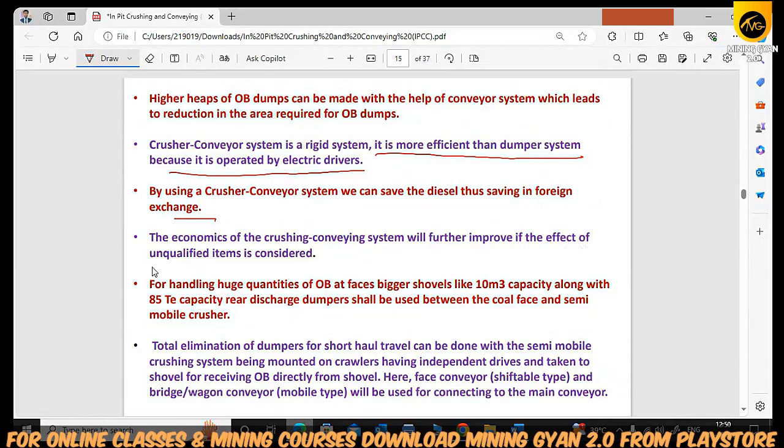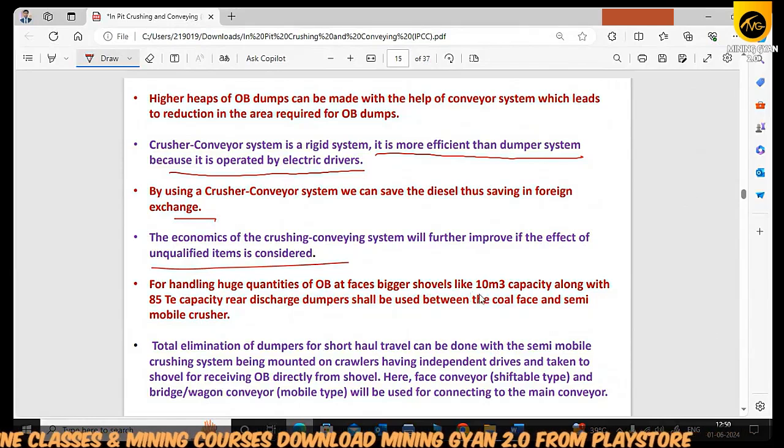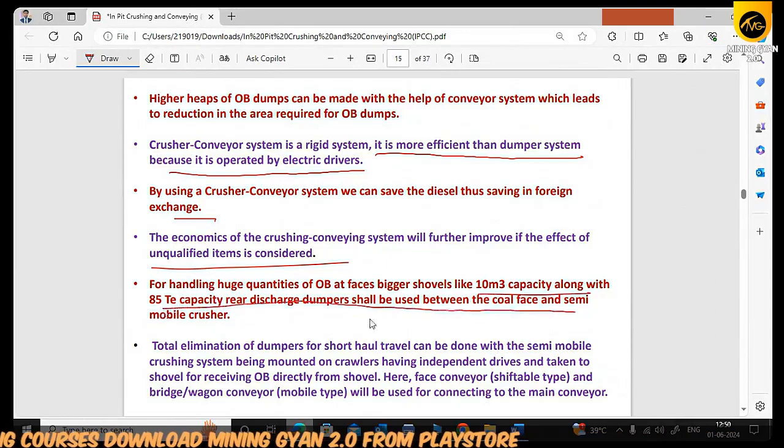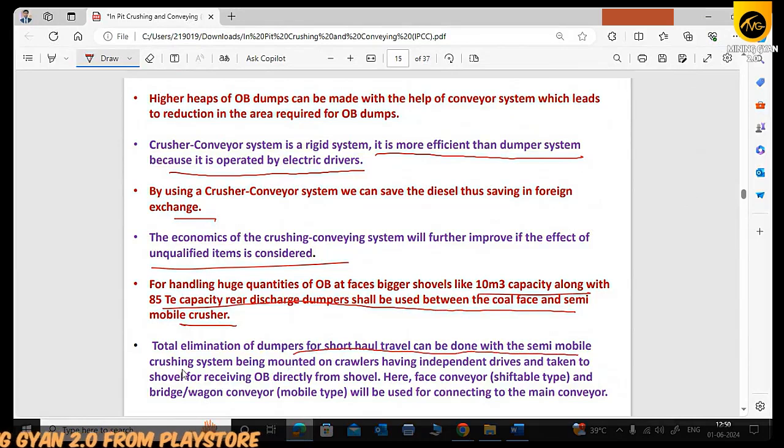the effect of unqualified item consideration for handling huge quantity of OB at the face. Bigger shovel like 10 cubic meter along with the 85 ton dumper discharge. Okay, between the coal face and semi mobile crusher, ये बहुत difficult होता है. To eliminate the dumper, short haul travel done to be semi mobile system. Okay, being mounted over the crawler having independent drives.